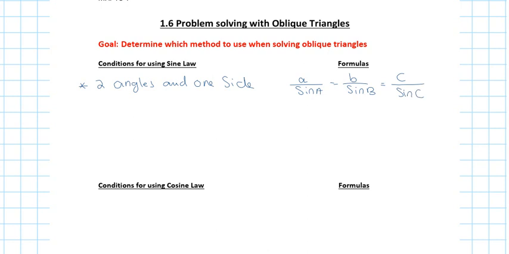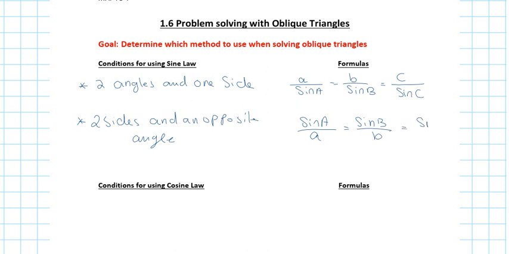Okay? The other condition is if I have two sides and an opposite angle. And in this case, I'll be looking for an angle and the formula switches. This is easy now. I can finally understand. Okay?